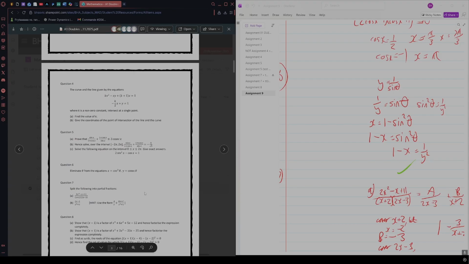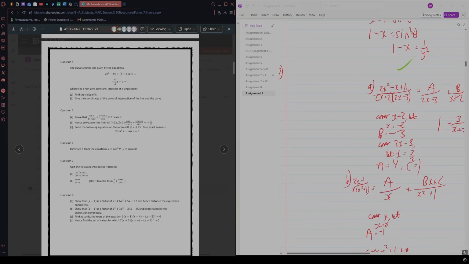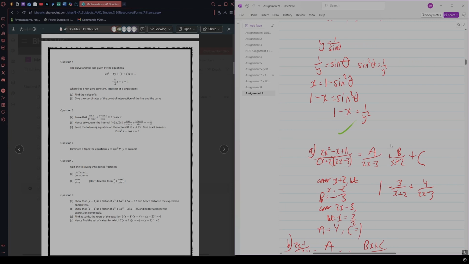Right, the next question is partial fractions. Use whatever method you want. I'm using the cover-up method, but in the exam I would maybe just use a normal method. You would use cover-up to check or something like that, because you need to show what you're doing. But if you're doing the cover-up method, you should know the proof for it, so you can just write that instead.